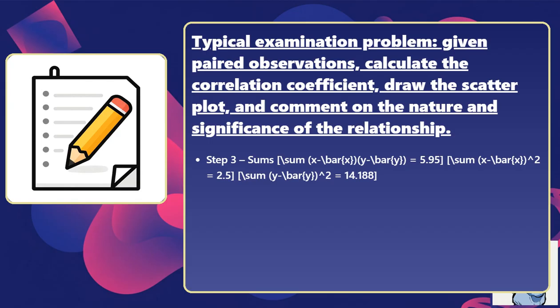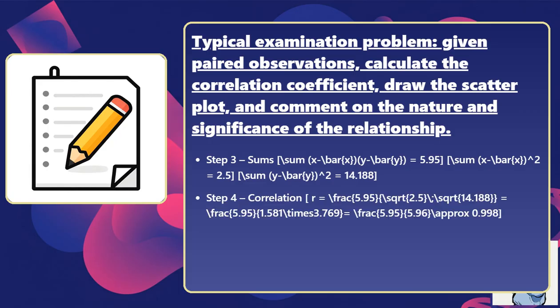Step 3, sums. The sum of (x minus x bar) times (y minus y bar) equals 5.95. The sum of (x minus x bar) squared equals 2.5. The sum of (y minus y bar) squared equals 14.188. Step 4, correlation. R equals 5.95 divided by the square root of 2.5 times the square root of 14.188, which is 5.95 over 1.581 times 3.769, approximately 5.95 over 5.96, giving about 0.998.